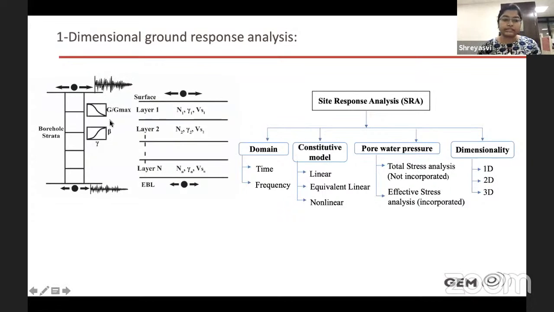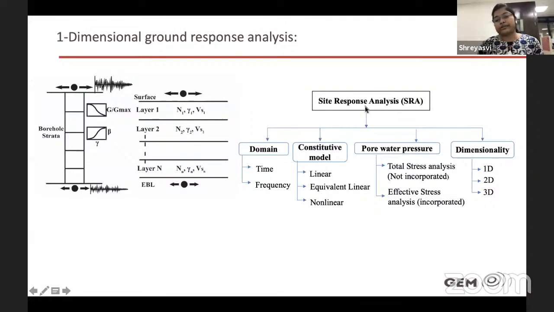First is the soil modeling. We should have an idea about the soil parameters and also about the input motion. I will talk about these input motions in detail. Some of the commonly required soil parameters would be the shear wave velocity, unit weight, and the shear strength properties of the soil, and so on.